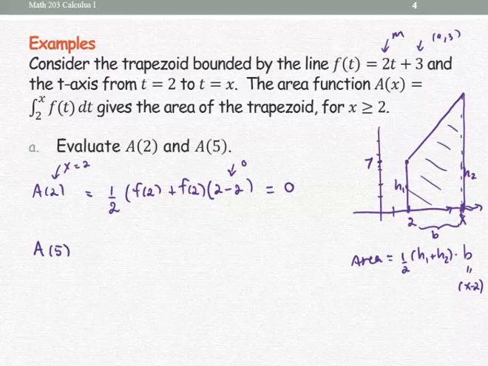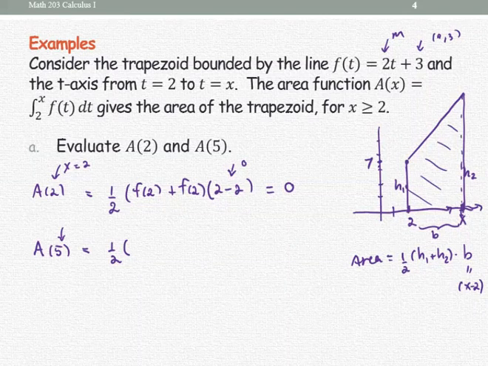And then for A at 5, or the right end is at 5. This time, we're going to find the area using the trapezoid area formula, 1/2 multiplied by the sum of the function at the left end and the function at the right end, multiplied by the difference of the right and the left end, which is 5 minus 2.